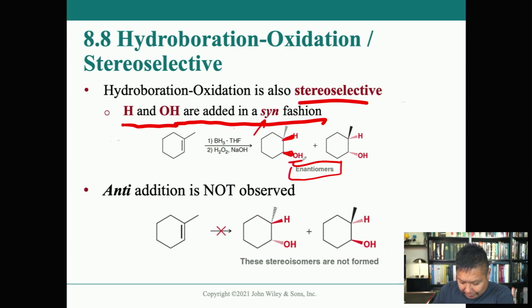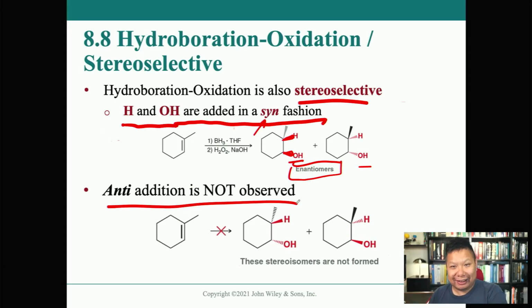So here you have the H and the OH all pointed up at you, and then its enantiomer where the OH and H are pointed into the piece of paper. Anti-addition is not observed. Hallelujah. Because now you don't have to choose, right? You don't have to say which products are going to be here, or tell me if the products are going to be the syn addition or the anti-addition, which is the major product.